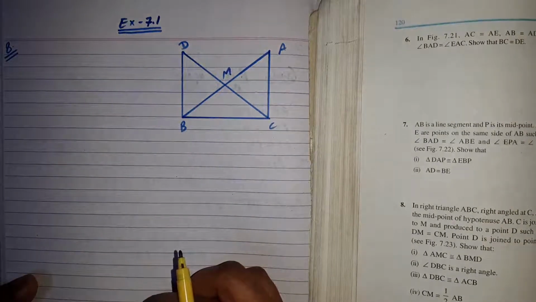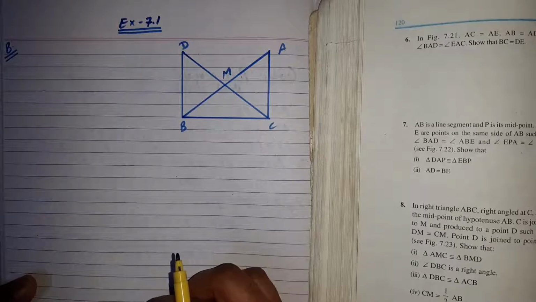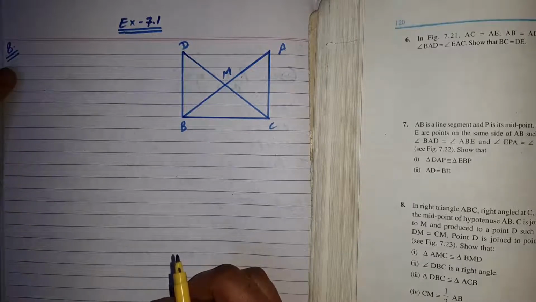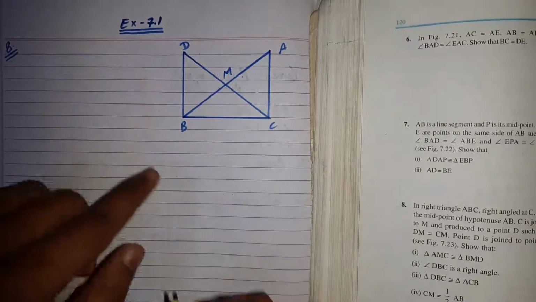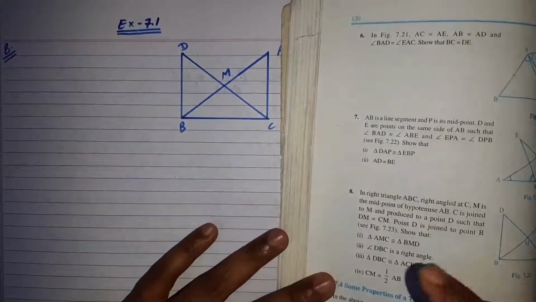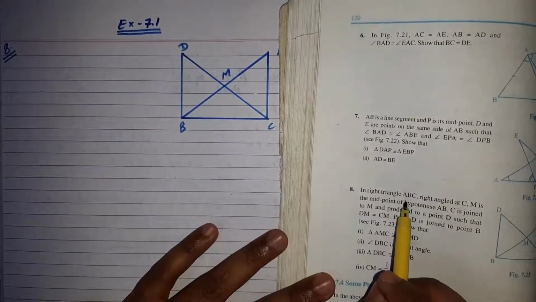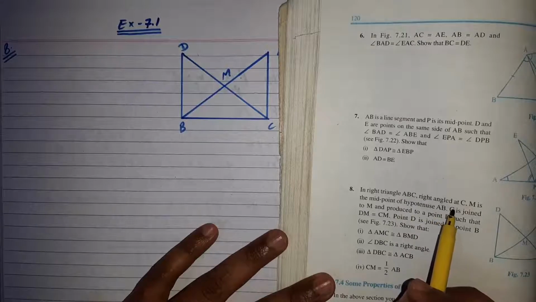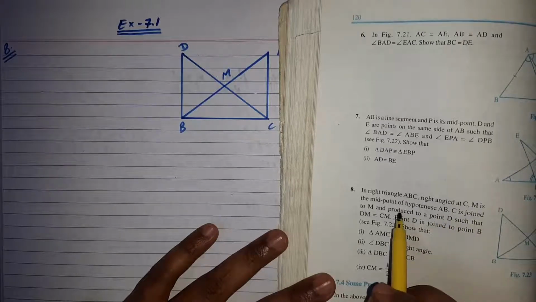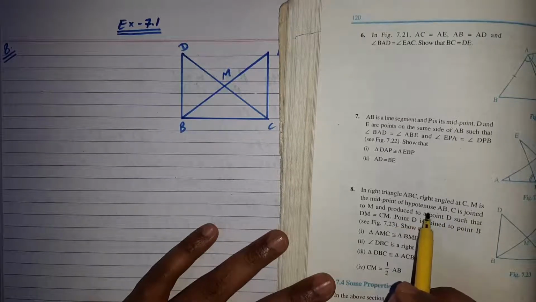Greetings of the day. In today's class, we will start from question number 8, exercise 7.1. Question number 8 is in right triangle ABC, right angle at C, M is the midpoint of the hypotenuse AB.